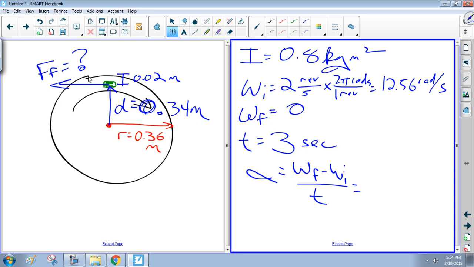Alpha is 4.19 radians per second squared, yes? Everybody good?